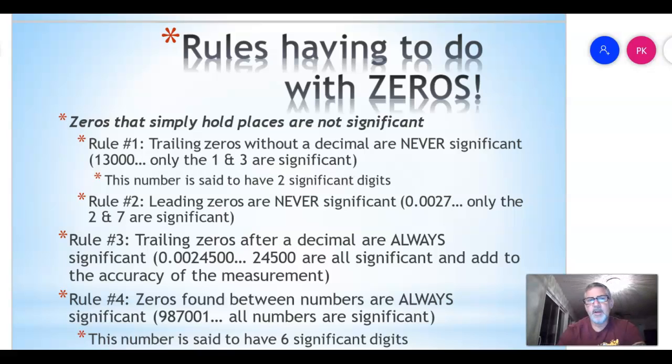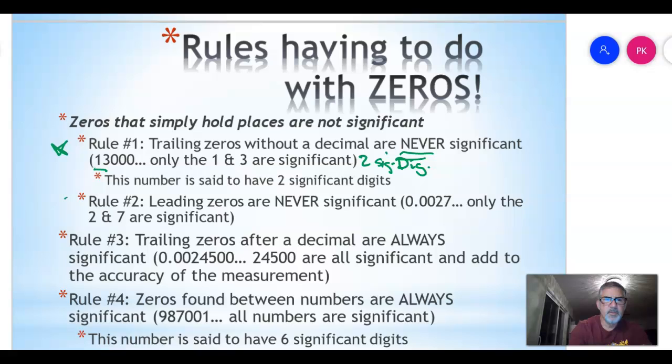So I'll remind you of some rules for zeros. All right. Trailing zeros without a decimal are never significant. Those are never. So if you look here, these trailing zeros don't have a decimal. So this has two significant digits, only the 1 and 3. So it has two sig there. Those last three zeros are just telling you the magnitude of the numbers. It's just telling you that the 3 is in the thousands place and the 1 is in the 10,000s place.